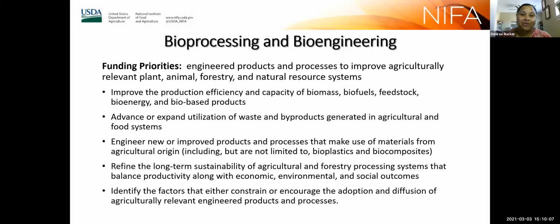A1531 Bioprocessing and Bioengineering funds innovative solutions to improving production efficiency and capacity for biomass and bioenergy, utilization of waste products, development of agricultural-based products such as bioplastic, addresses long-term sustainability with economic, social, and environmental outcomes, and identifies barriers to adoption of biological solutions. It also identifies factors that constrain or encourage the adoption and diffusion of agriculturally relevant engineered products and processes.